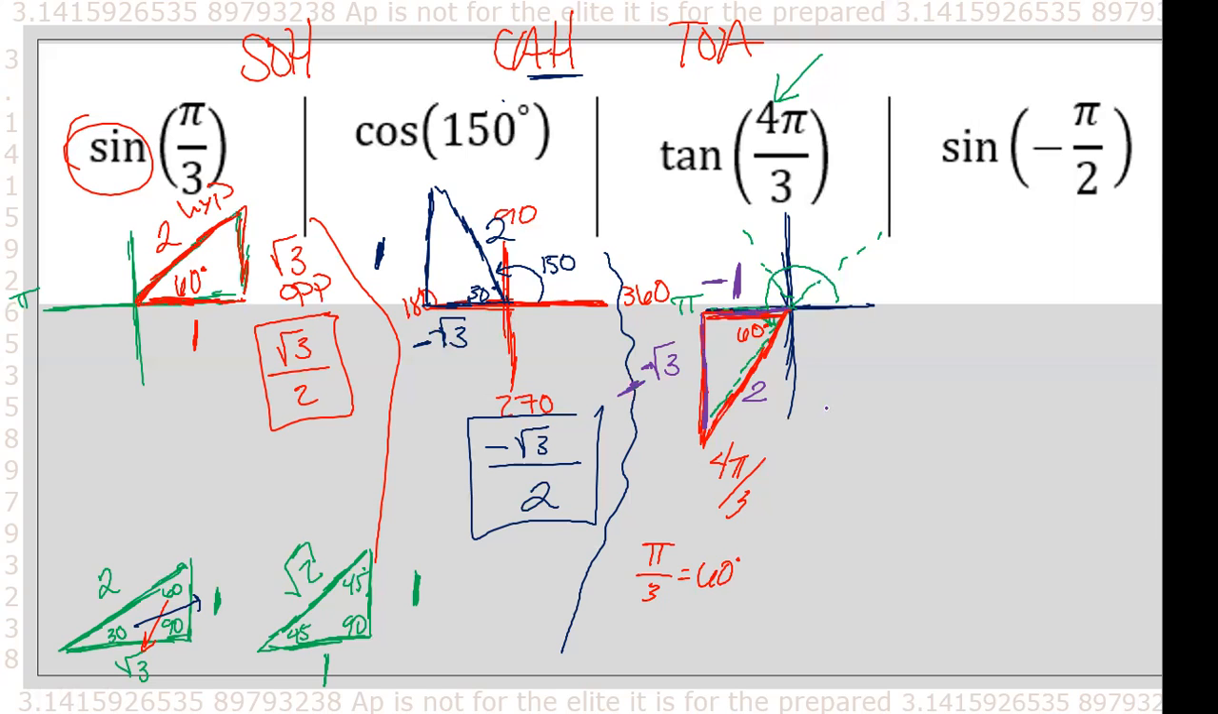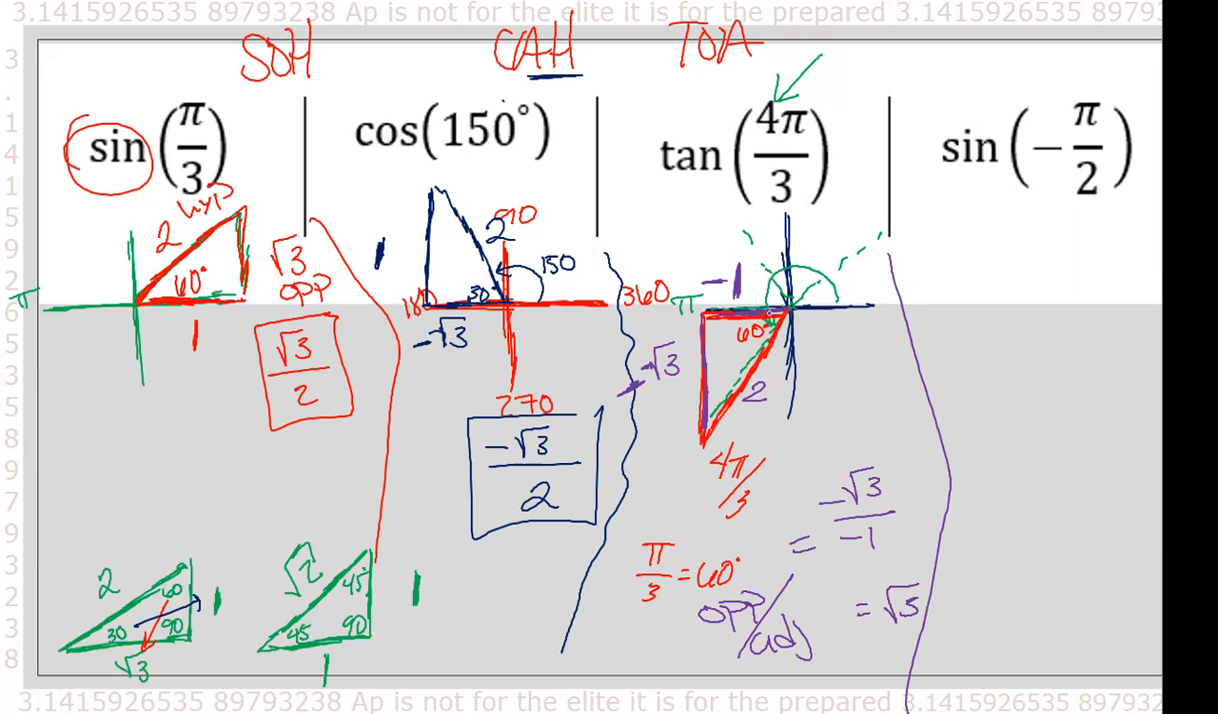So if we want tangent, tangent is opposite over adjacent. That's going to be opposite, negative square root of 3, over adjacent, negative 1, which simplifies to square root of 3.